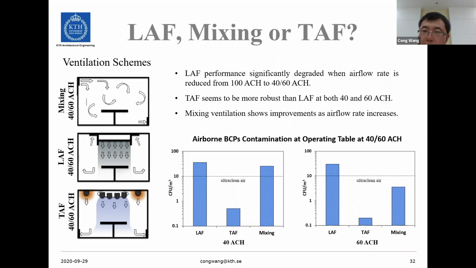Then we look at the performance at alternative airflow rates. We compare 100 ACH. In the laminar flow ventilation, we have this 100 ACH, but at the alternative airflow rate, that is 40 or 60 air changes per hour, the performance of laminar flow ventilation significantly degraded. But the temperature-controlled airflow ventilation seems more robust at either 40 ACH or 60 ACH. For the mixing ventilation, it shows slight improvements as the airflow rate increases.